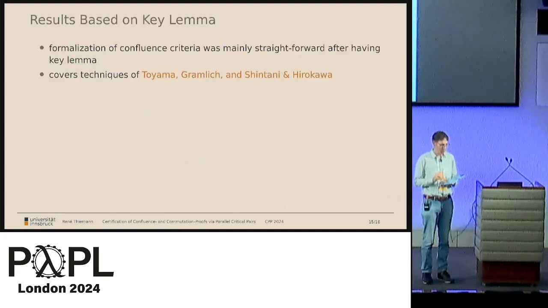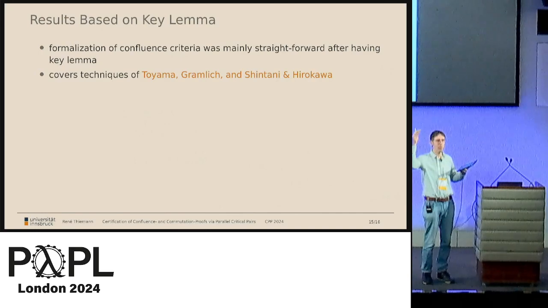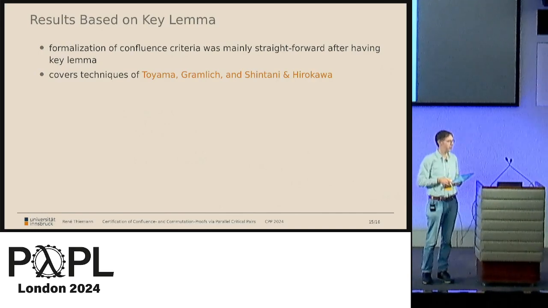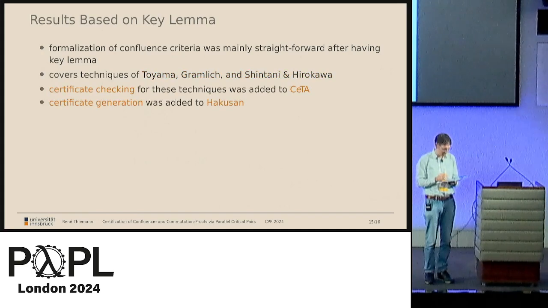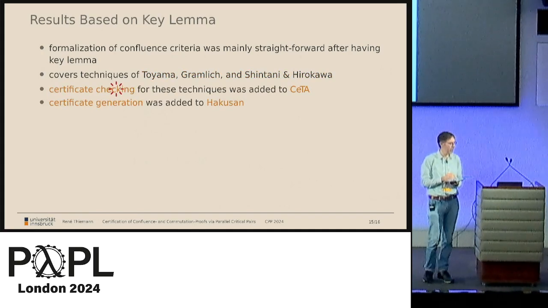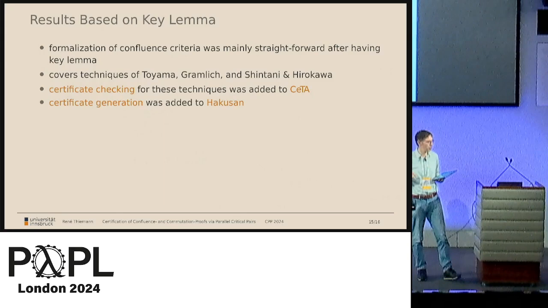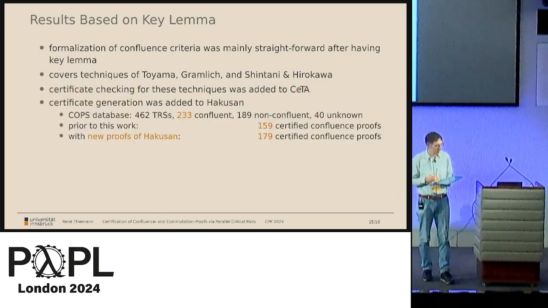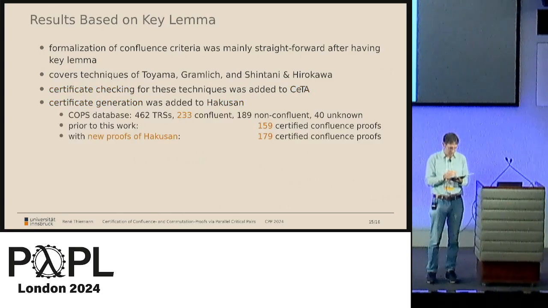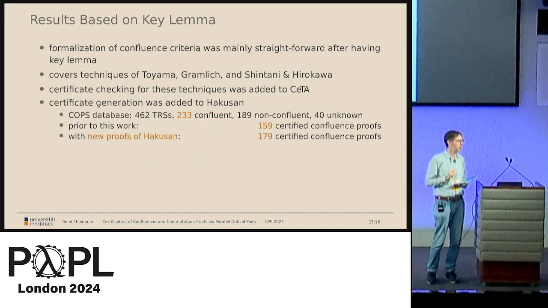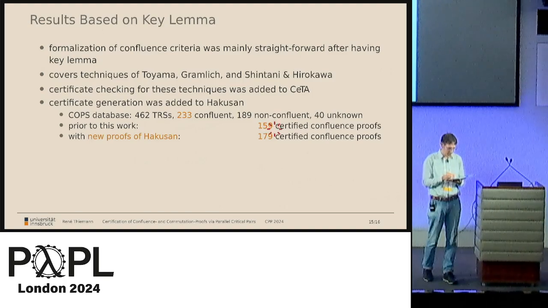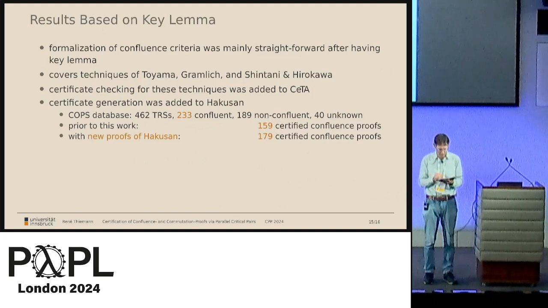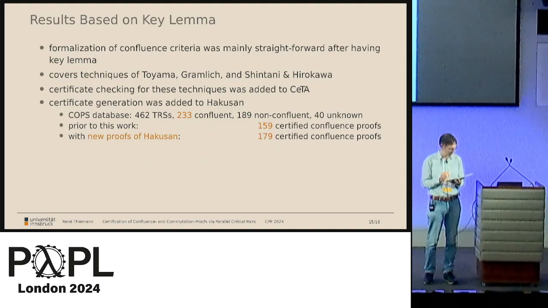Good. So after having the key lemma, progress was very quick, and we could just rush through all of the results. We added certificate checking algorithms to CeTA, so verified algorithms which can compute this, and we also added certificate generation to Hakan. And as a result, for the Confluence competition, where there are 233 hopefully Confluent systems, at least the unverified tools say so, previously 159 could be certified. Now we could add 20 more, right?